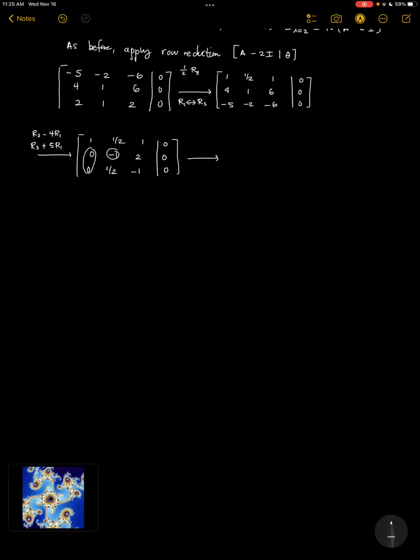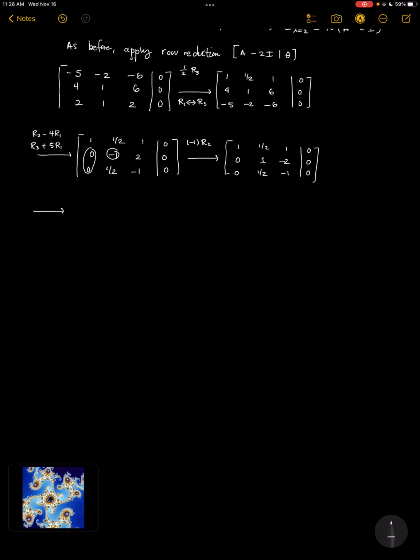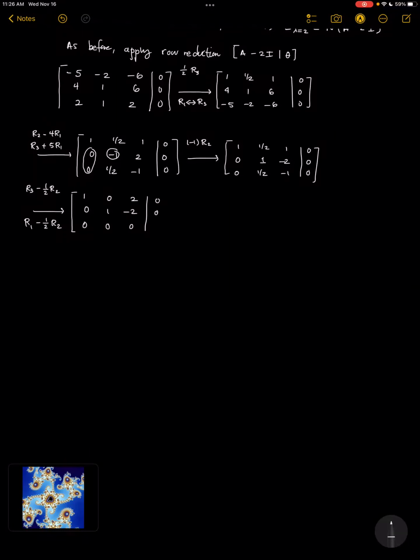So I'll select this as a pivot and I'll do the following. Negative 1 times the second row, and I'll get this: 1, 1/2, 1, 0; 0, 1, negative 2, 0; 0, 1/2, negative 1, 0. Okay, now two operations are going to follow. The first one is that to row number 3, I'll subtract 1/2 of row number 2, and to row number 1, I subtract 1/2 of row number 2. And we obtain now the following matrix: 1, 0, 2, 0; 0, 1, negative 2, 0; 0, 0, 0, 0.